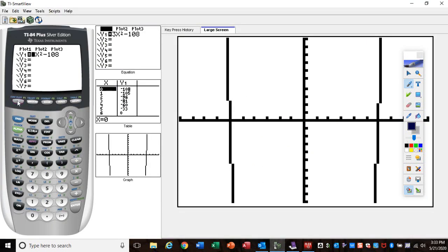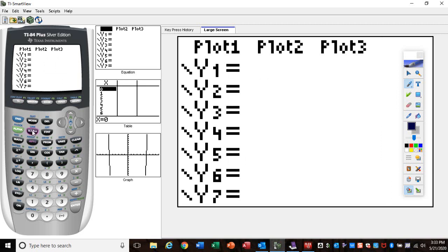So go to y equals. You got to clear it every time, and we'll go x squared minus 49.